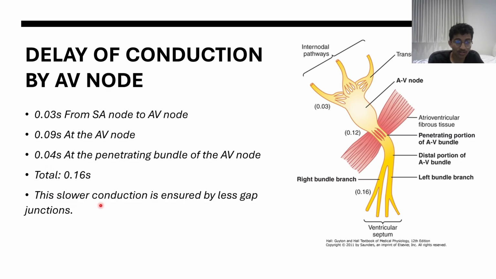And this slower conduction, how does it happen? It's fewer gap junctions. Gap junctions allow for ion transfer between cells. If you have fewer gap junctions, you have slower ion transfer.